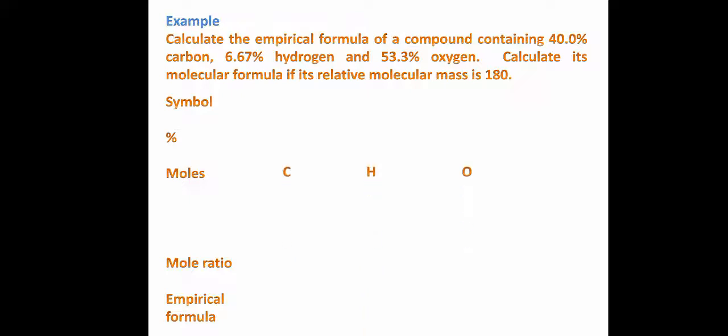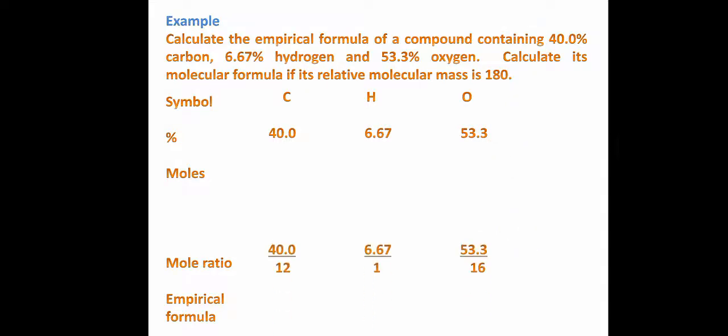So you write out the chemical symbols as they are given. So you are given carbon first, then hydrogen, then oxygen. After that, you write the percentages that you were given. Carbon is 40, hydrogen is 6.67, oxygen is 53.3.